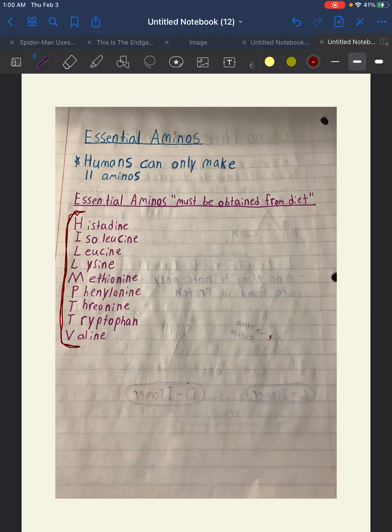Greens are your veggies, those are synonymous for one another. So just make sure you eat healthy and you'll get your essential amino acids. But I do think you should know this for the exam.